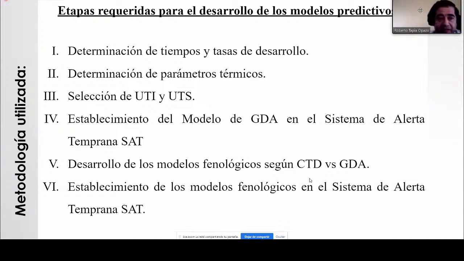Part of the methodology we used, the stages required to develop predictive models. This is a combination of what we see in international information and our own experience having our own warning systems directed under a 90 by 90 meter grid that has automatic calculations. First, determining times and rates of development. Second, determining thermal parameters. Third, selection of upper and lower thermal thresholds. Fourth, establishing degree day models, accumulated degree day models for our early warning systems. Five, development of phenological models, comparing accumulated degree days, and establishing phenological models in the SAG early warning system.